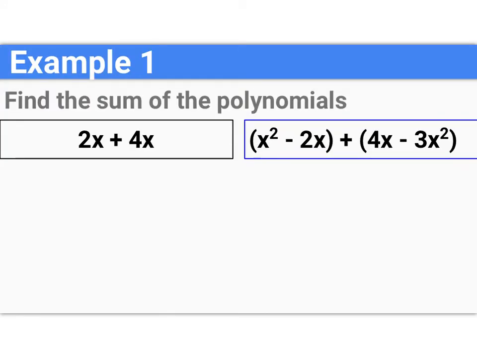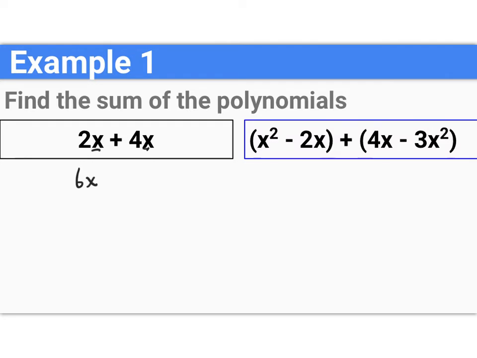Okay, so now find the sum of the polynomials, and obviously these are two different boxes, so I'm going to do the black box in black. So 2x plus 4x, the x is to the same power, so we can add them. When we add polynomials, we change the coefficient, but not the exponent.